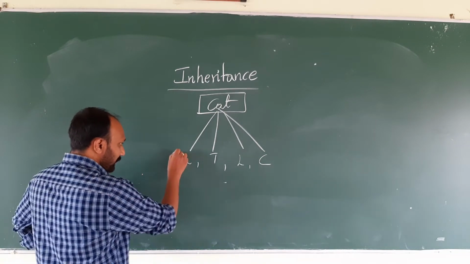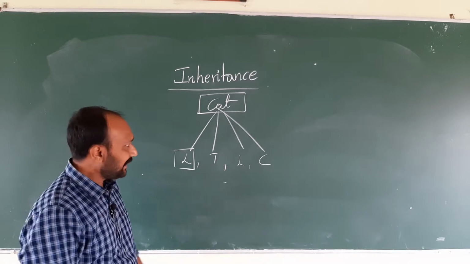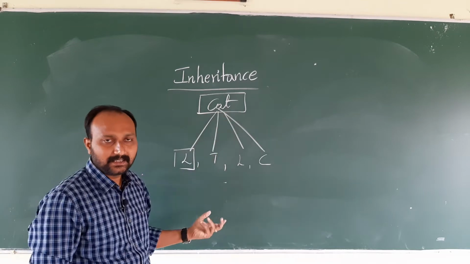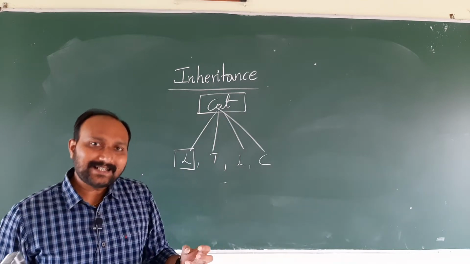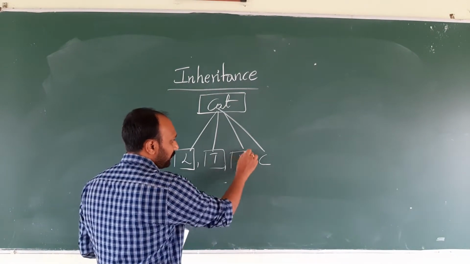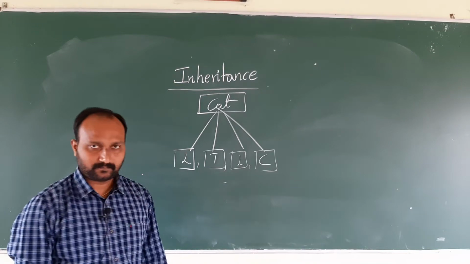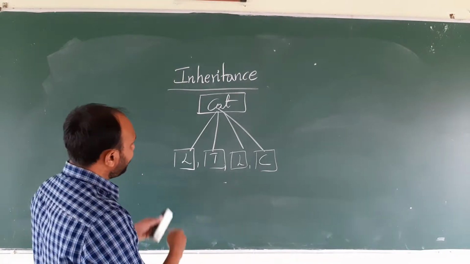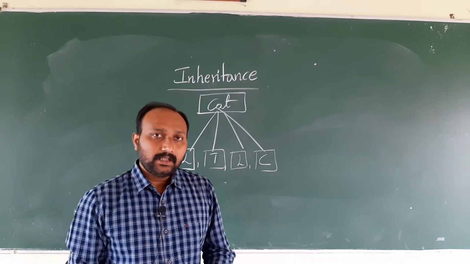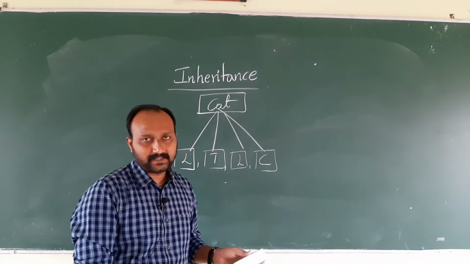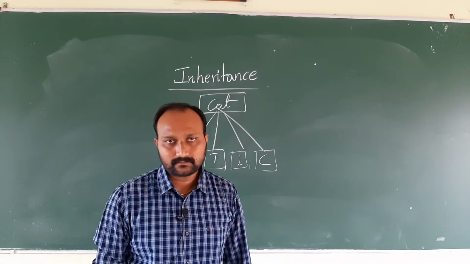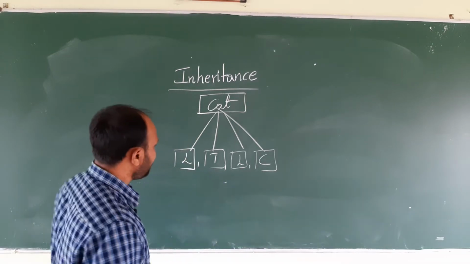But here, the lion has drawn some of the properties from the family of cat, and not only drawing, it has done some improvement. Same thing with tiger, same thing with leopard as well as with cheetah. In this particular chapter, we are going to study how to use the existing properties and how to enhance them.